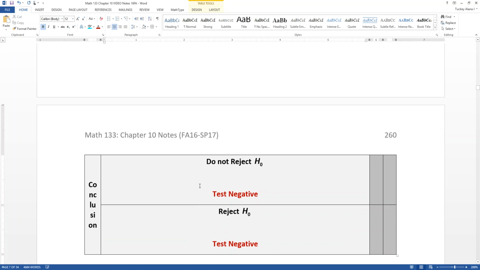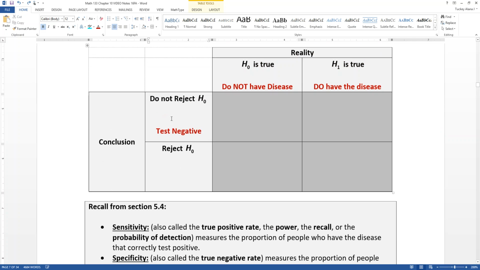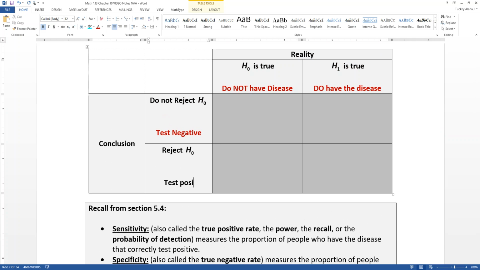If you make a decision to reject the null hypothesis, then you're testing positive. My copy and paste is not working for me. I'm sorry about that. All right, so it's always a little fluky inside a table like this. Okay, so you test negative, you test positive.